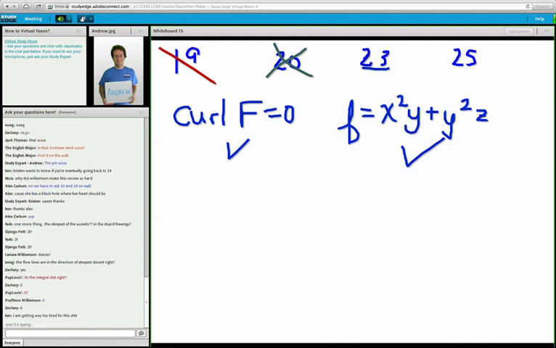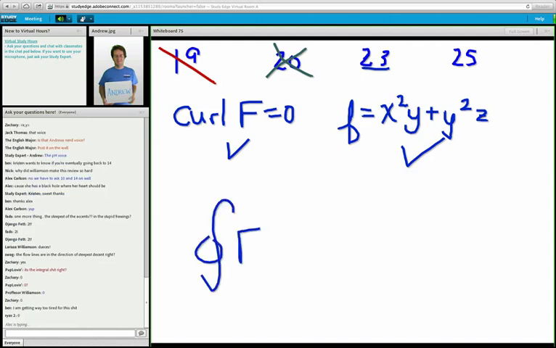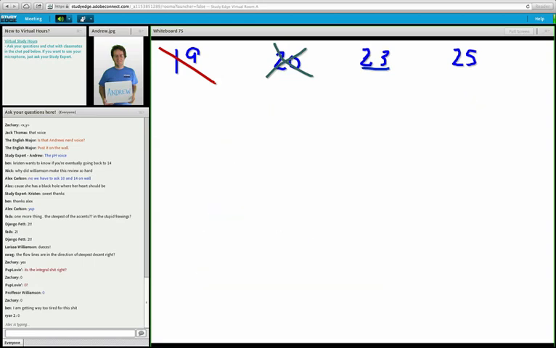Well, if you want to use the flowchart I gave you, this is where I say use the flowchart. The integral of f dot dr on a closed curve is 0 so long as f is conservative. So 23 is done.